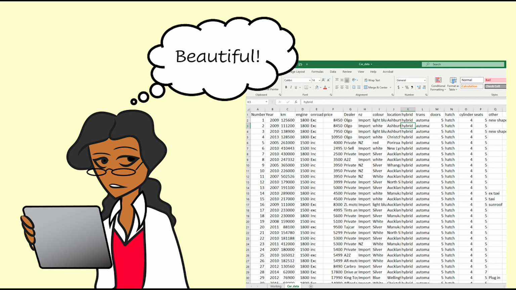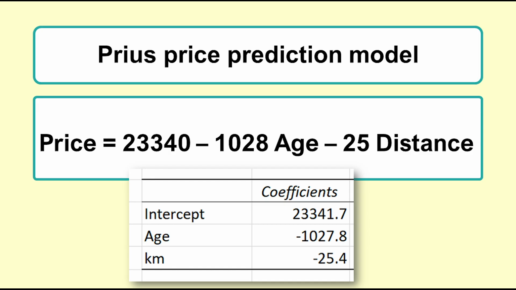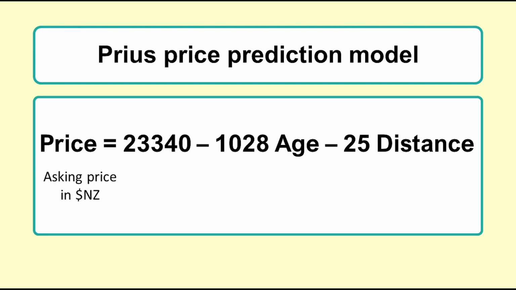So she goes on the Trade Me website and collects data on 50 cars, putting it in an Excel spreadsheet. Dimutha uses multiple regression in the Excel analysis toolpack and obtains the following rough model. Price equals 23,340 minus 1,028 age minus 25 distance. This model is like a formula to work out prices. The variable price is the asking price in New Zealand dollars. The variable age is the age of the car in years. And distance is the number of thousands of kilometres the car has on the odometer.